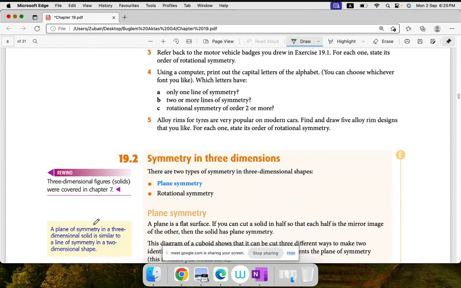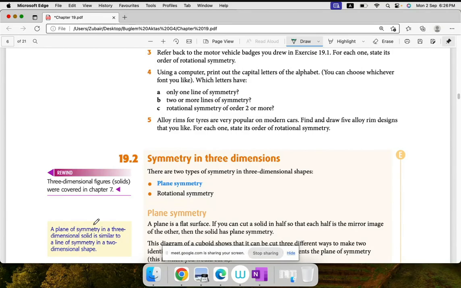Number four, using a computer print out the alphabet. That's basically a practice exercise. We can write A to Z and then draw the lines of symmetry only in capital letters. And then we can discuss the order of rotational symmetry. Okay, let's see.